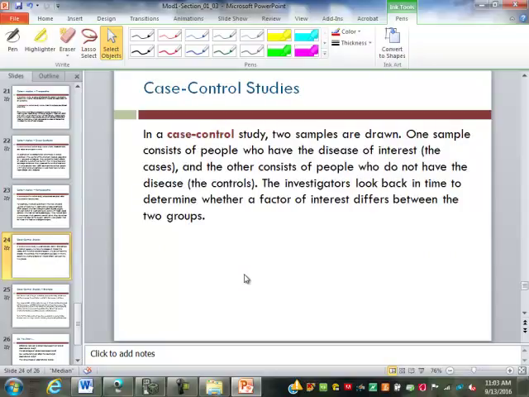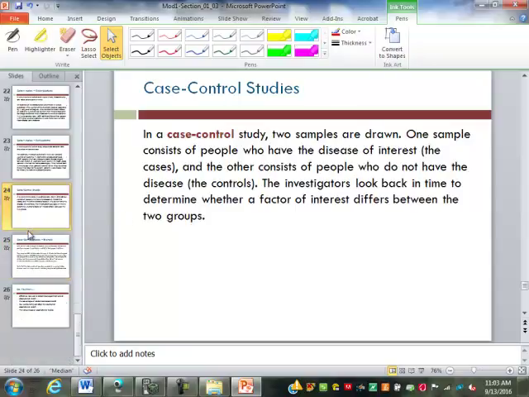In a case control study, 2 samples are drawn. One sample consists of people who have the disease of interest, and the other consists of people who do not have the same disease. They're called the controls. Then the investigator looks back in time to determine whether a factor of interest determines which group they're in. So you've got people that have this condition and people that do not. You look into their past to see if those that have the condition have something in common that might have caused them to have that condition, and then check to see if that is not present in those that didn't develop the condition.